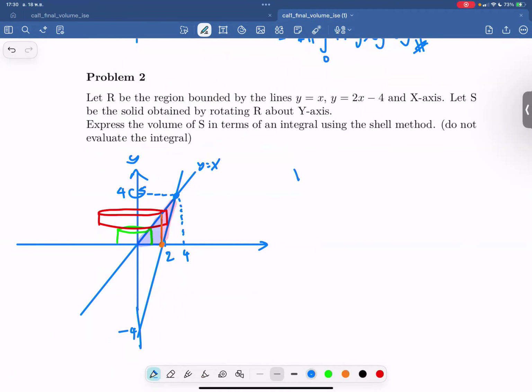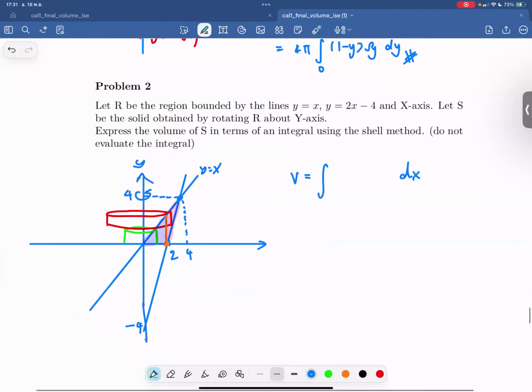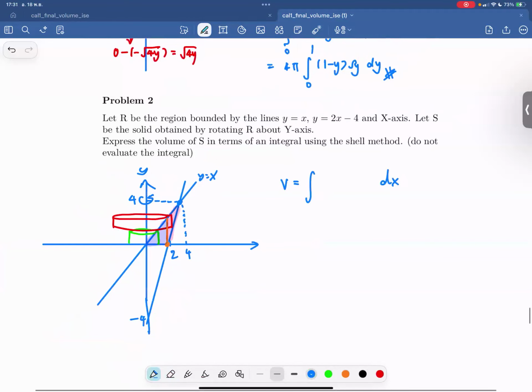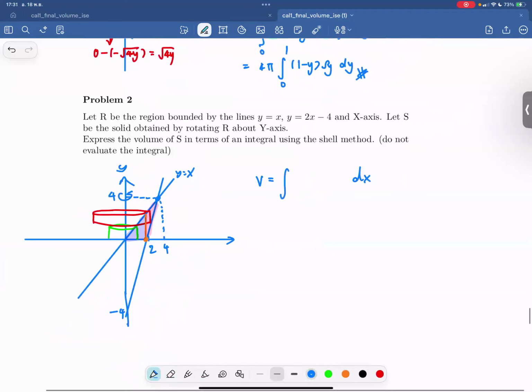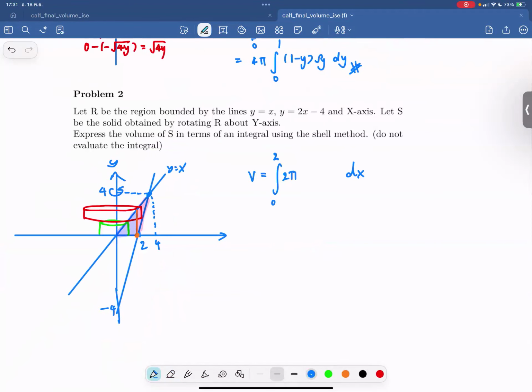So the purple one is that you integrate with respect to x, right? The boundary should be 0 to 2, and then you put 2 pi, and then find your radius and the height. The radius of the green cylinder is x, and the height is also x. So we put x as the radius and x as the height over here.